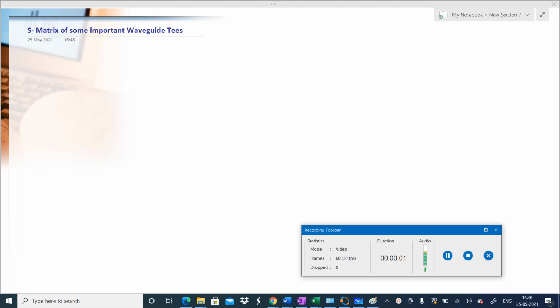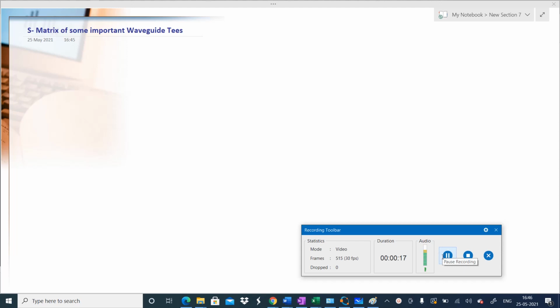Welcome to the next lecture on S matrix. Today we will see some important waveguide T's and what are the properties of S matrix. How can we compute the S matrix of such waveguide T's?